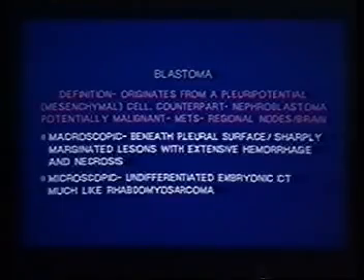Macroscopically, like AVMs, but obviously different, they do lie beneath the pleural surface, but they tend to be sharply marginated. They can hemorrhage, and they can have necrosis, which is why they're cystic. And microscopically, they're undifferentiated embryonic connective tissue, much like a rhabdomyosarcoma.